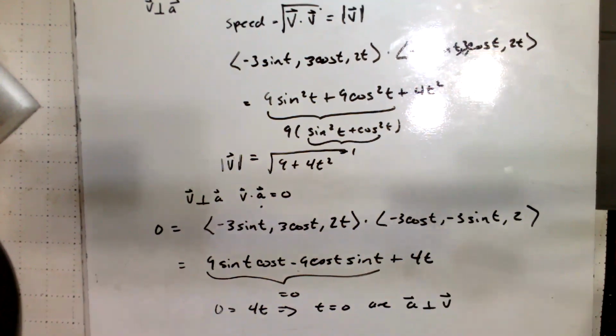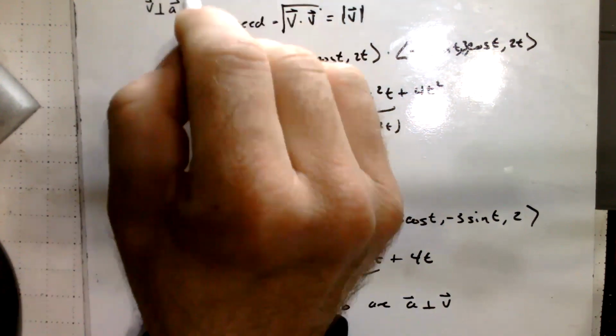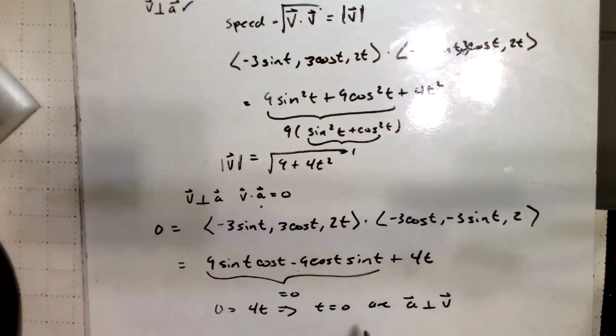Okay, so we found the speed, and yes, they are perpendicular, but only at the time when we started our clock. Otherwise, they are not. Okay, I hope that was helpful, and I will see you in the next.